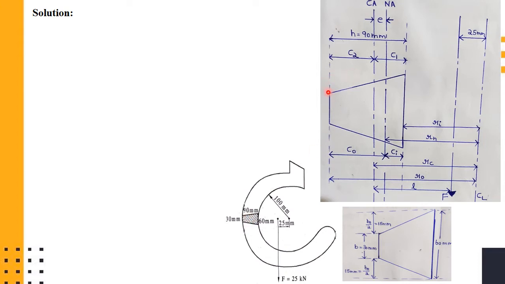When you draw the critical cross section, first you have to draw the cross section which is here, a trapezoid. So draw a trapezoidal cross section of sides, this smaller side will be 30 mm and larger side will be 60 mm, and the distance between the two sides is h equal to 90 mm.